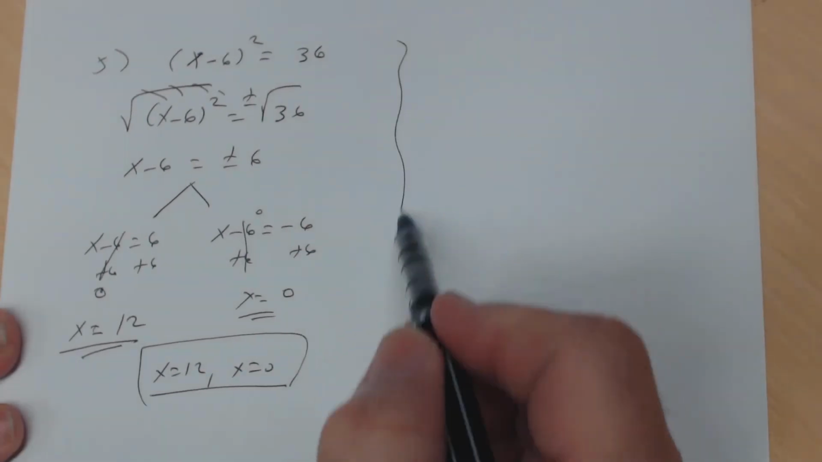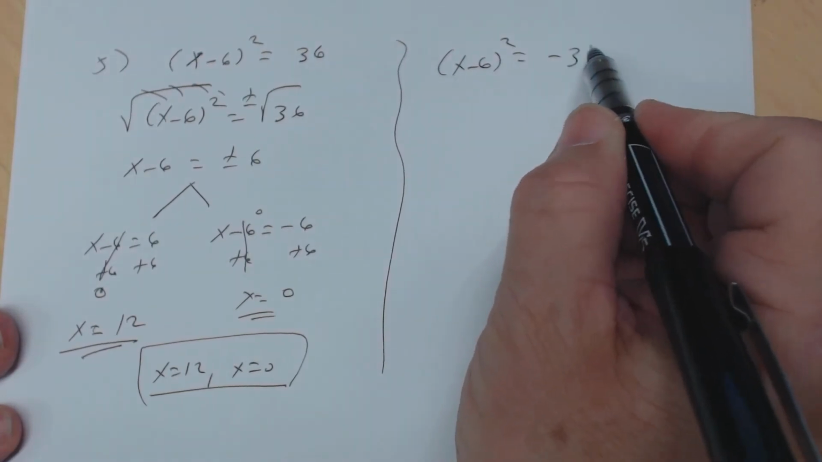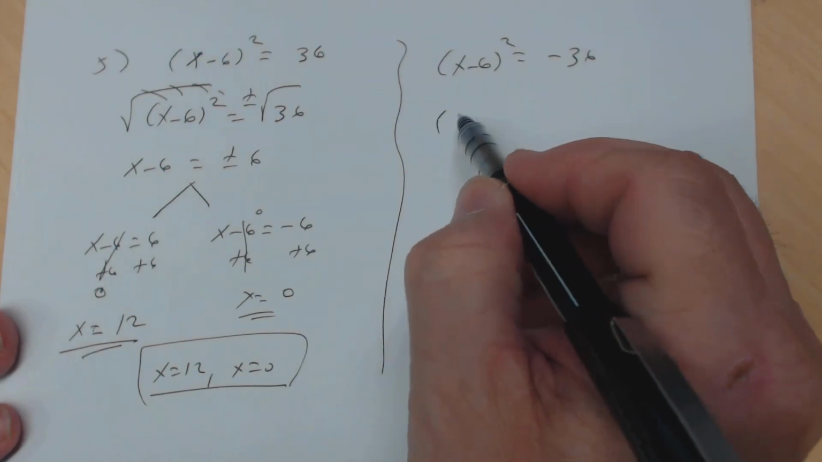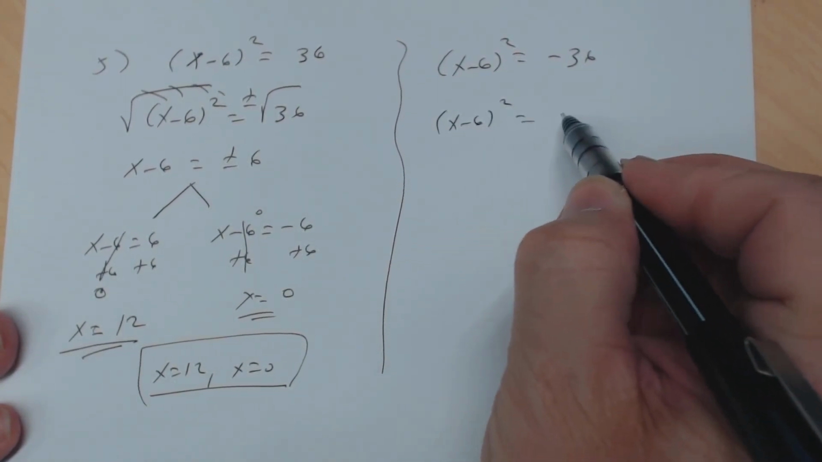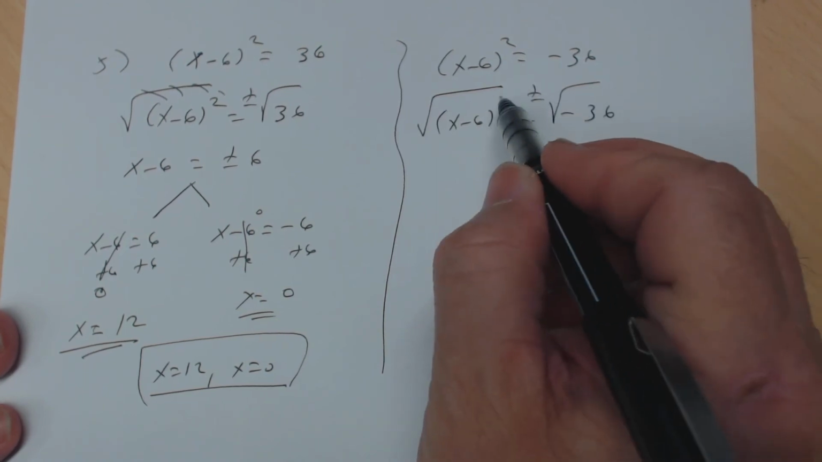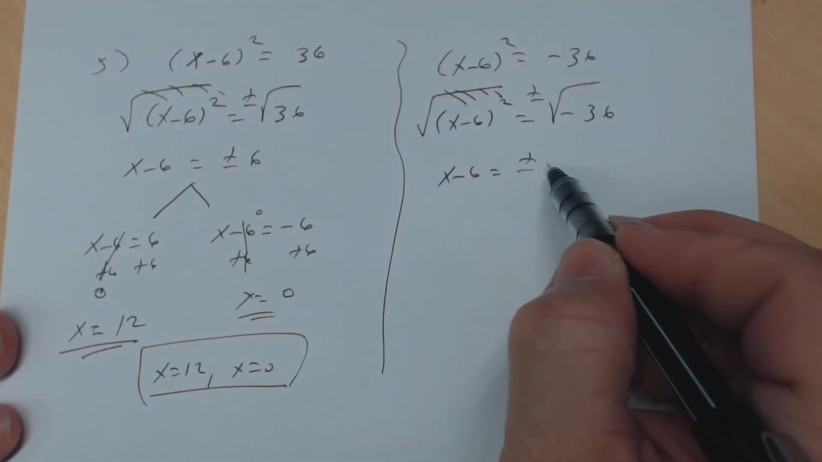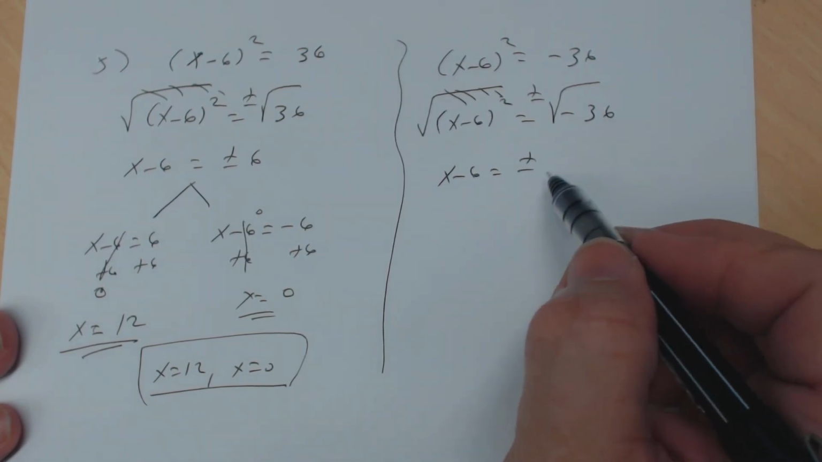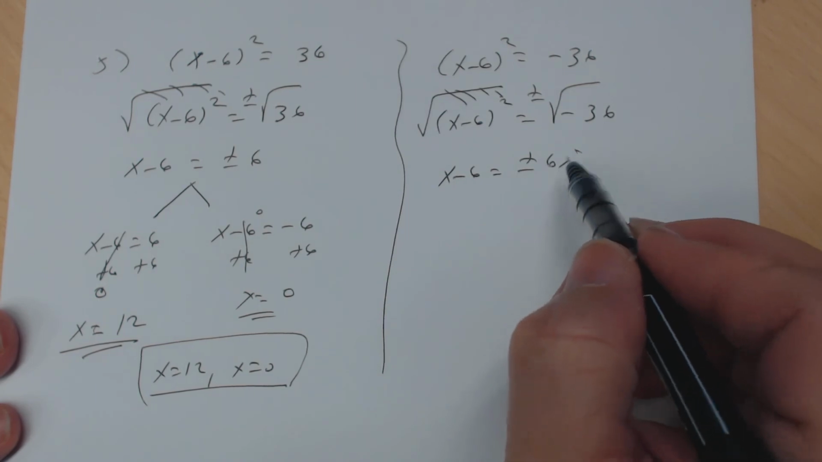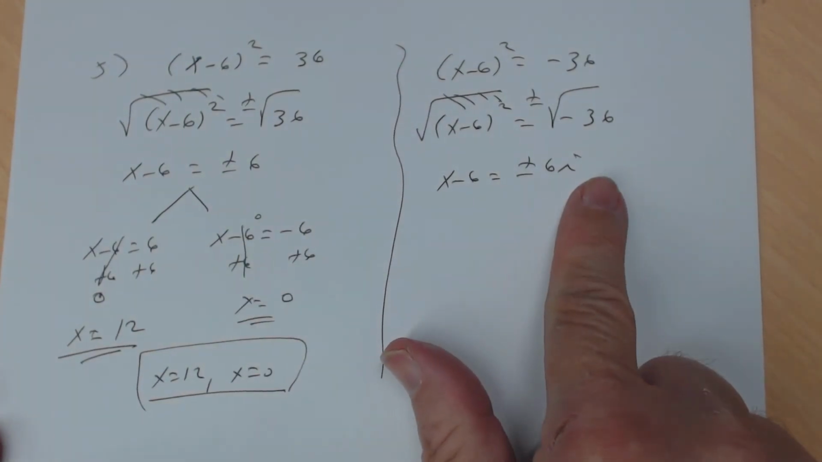Now what if you had this? x minus 6 squared equal a negative 36. All right, so we take the square root of both sides, plus or minus. The square and the square root undo each other. So you get x minus 6 equals plus or minus. And remember, the square root of negative 36 is 6i. The difference between this one was that you just had plus or minus 6. Here you have plus or minus 6i.